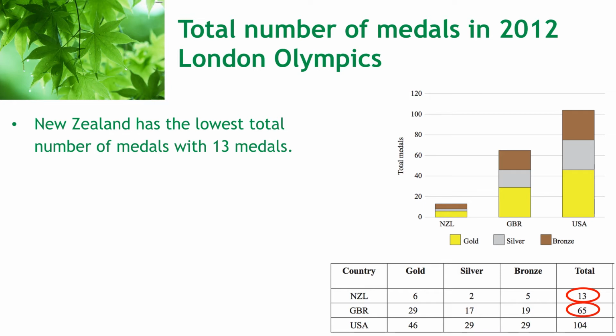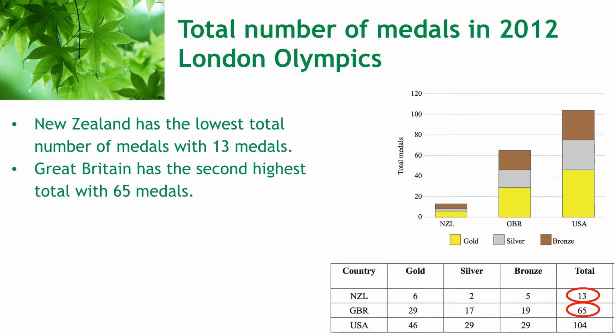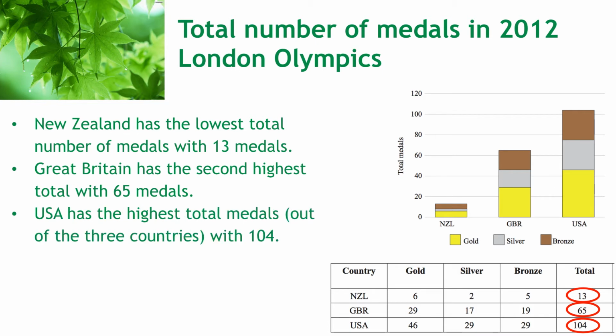Then we can look at Great Britain, and Great Britain has got 65 medals, which is the second highest or middle number. So we're going to write a sentence that Great Britain's got the second highest with 65. Notice how I'm putting the numbers in there, so that's our evidence that we're going to need for our merit. Then lastly we've got the USA, who have 104 medals, and that is the largest total. So we're going to write that as a sentence.